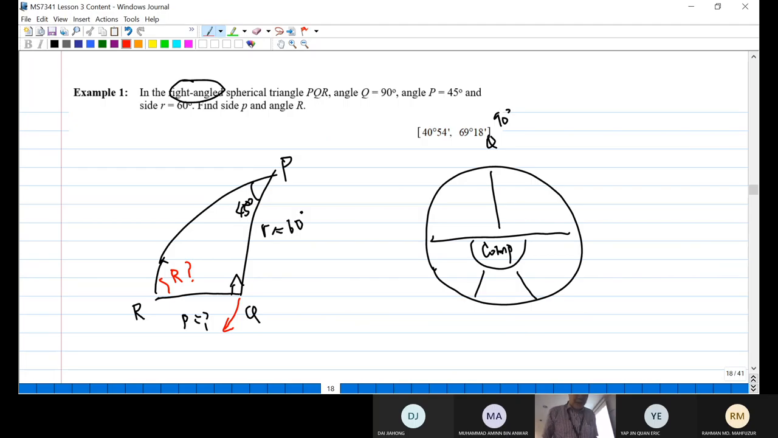Okay, the first thing you notice is side P. So this is the right side, side P here. Afterward, you encounter the angle R, right? So side P, I use this one first. Okay, side P here. Then you encounter the angle R, so this R here. Then continue to traverse clockwise.